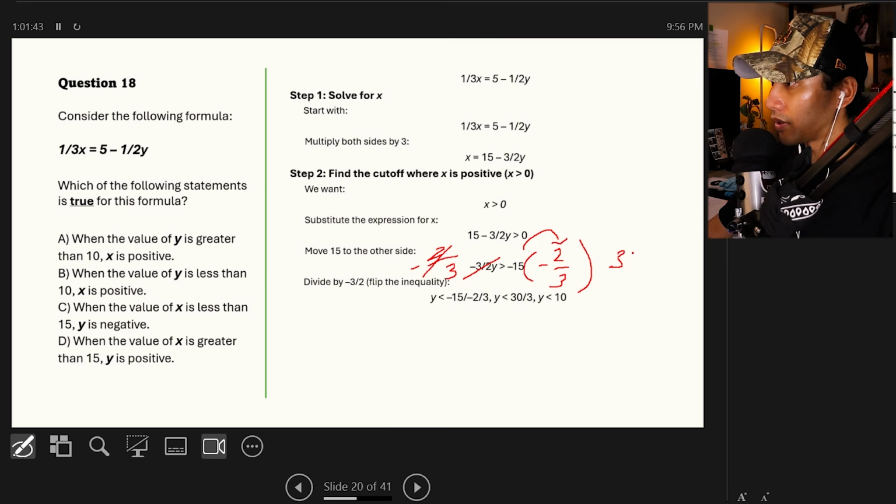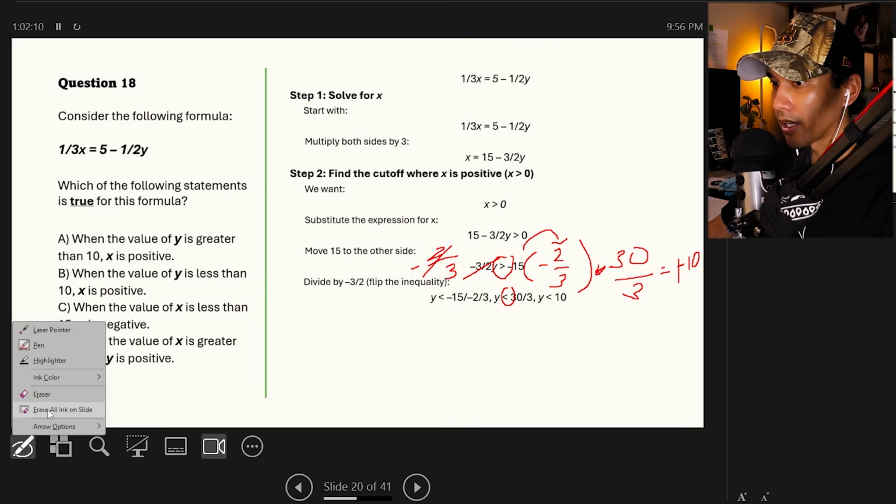So you have 30 over 3 minus... it doesn't matter. It's actually positive, because minus 15 times another negative is positive. So this is positive 10. And then remember, you just have to flip this inequality. Look how it's like this. You have to flip it every time you multiply by a fraction. Okay, that's just something I wanted to point out.